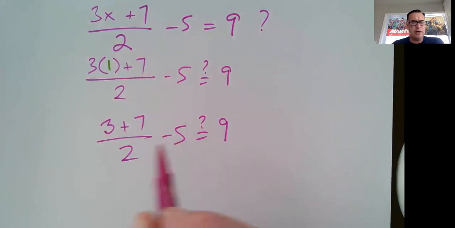What's my next step here? What do I have to do next? Somebody type it in there. What do I do next? Anyone? Do I do 3 plus 7? Do I do divided by 2? Do I do minus 5? What do I do?